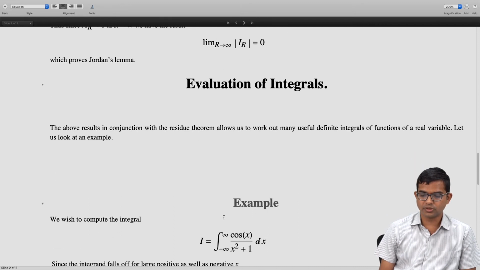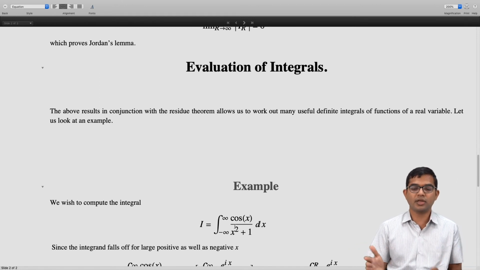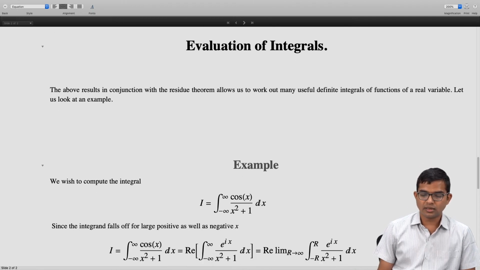So we wish to compute this integral, let's say cos x by x squared plus 1 dx from minus infinity to plus infinity. This is not an even function, right? But then it falls off at large x. It's not like f of x equal to x. It falls off on both sides. So basically, it is actually equal to the principal value, right? In fact, the integral from minus infinity to infinity of cos x by x squared plus 1 is the same as the limit R tending to infinity of the integral from minus R to R of cos x by x squared plus 1.